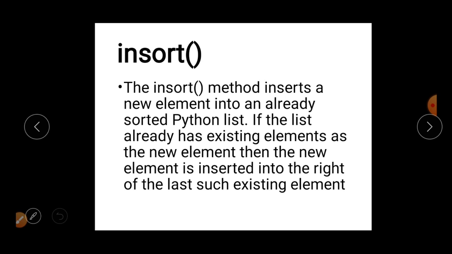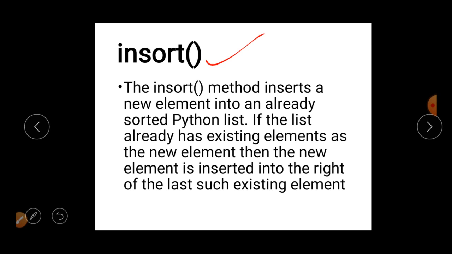implements a function named insort, and with the help of that method, you can simply insert a new element in the already sorted Python list. And what if the list already has an existing element? Then the new element is inserted to the right of the last such existing element.